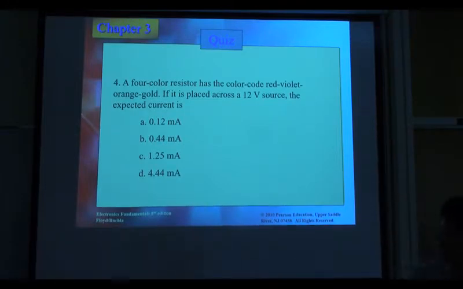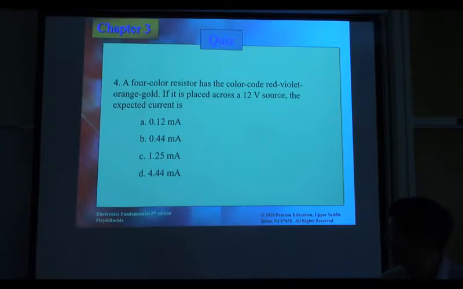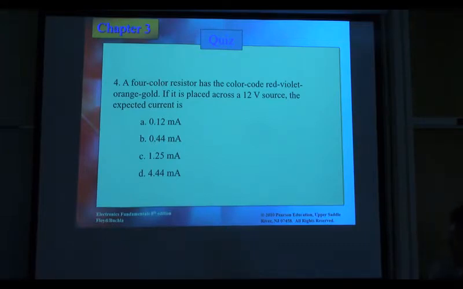If you choose D, you miss the decimals. This is 12 divided by 27K, which equals 0.44 mA. Any questions on this? Okay, it's B, right?